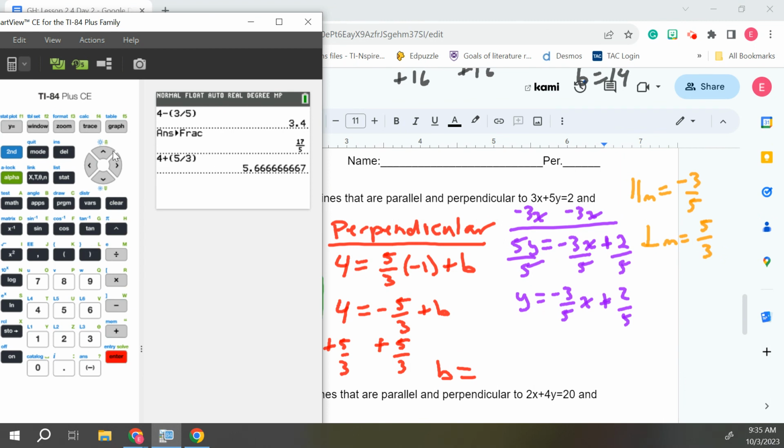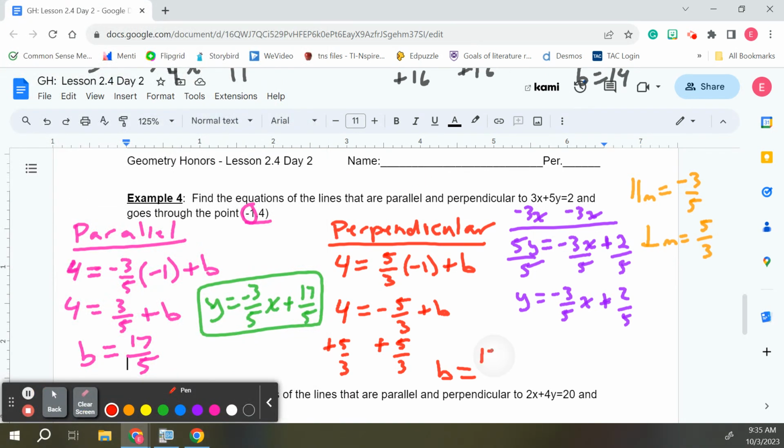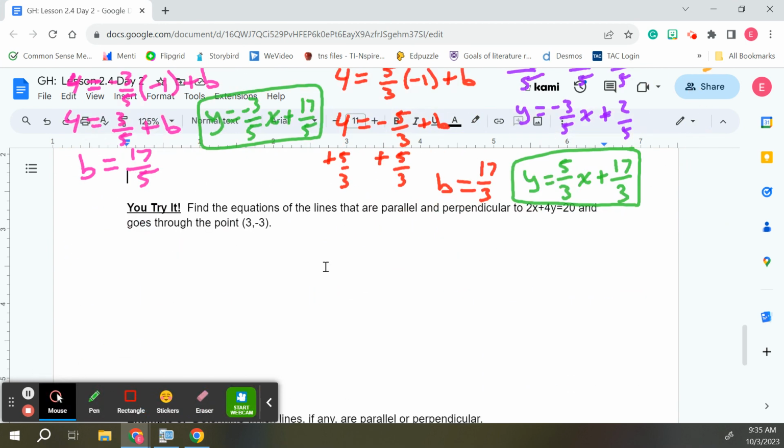Enter. All right, I get a funky decimal, which I can't use. I'm going to use math, Frac, hit enter. Enter again. I get 17 over 3 as my y-intercept. So this will be 17 over 3, which makes the equation y equals 5 over 3x plus 17 over 3. Questions on that? All right, take a moment. I want you guys to try it on your own.